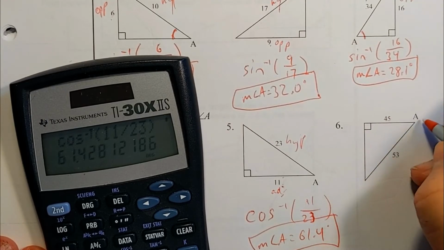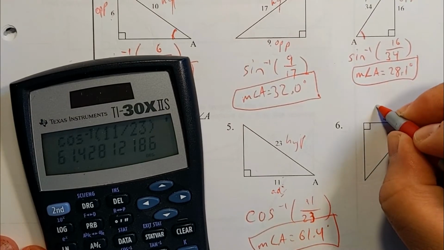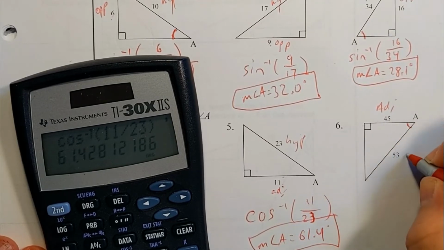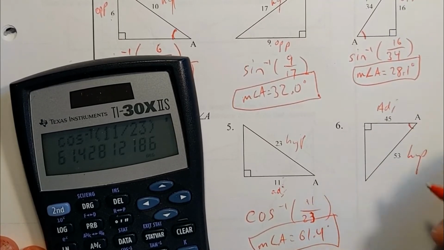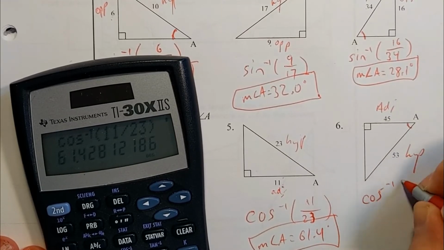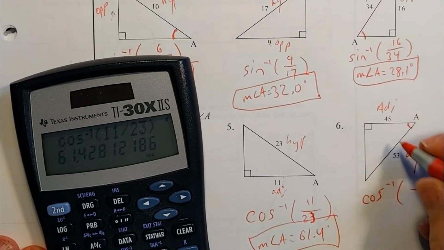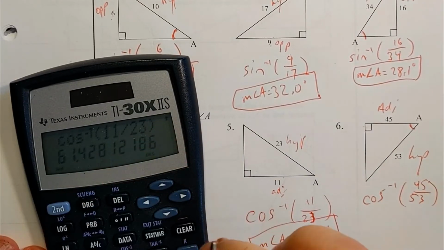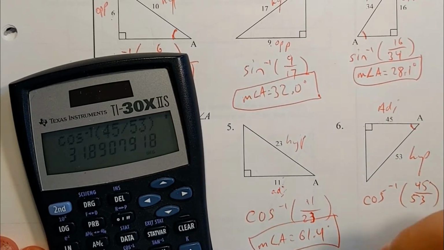Number 6, from this angle, 45 is your adjacent, because it's the leg. 53 is the hypotenuse, because it's across from the right angle. That's cosine. We want the angle, so it's inverse. And then adjacent goes on top. Hypotenuse goes down to the bottom. Put it in your calculator, and you get 31.9.